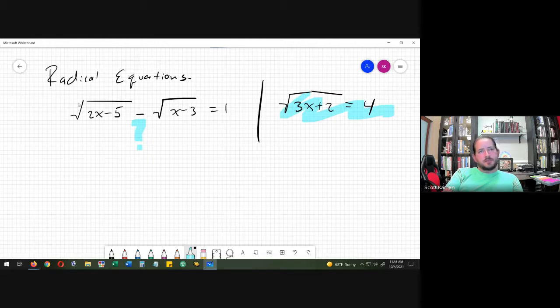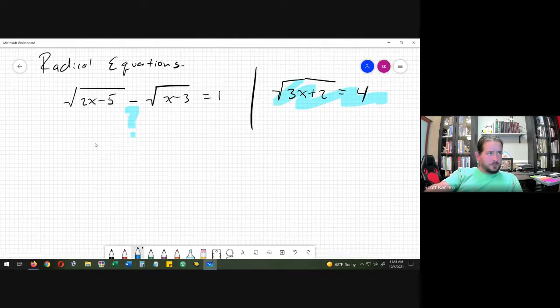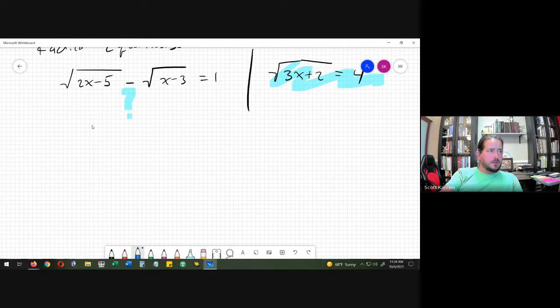So if I have, let's do this one on the right, sorry. If I have it, just write it again. So the square root of something equals 4. All I really need to do to eliminate that square root is to say square it, right?